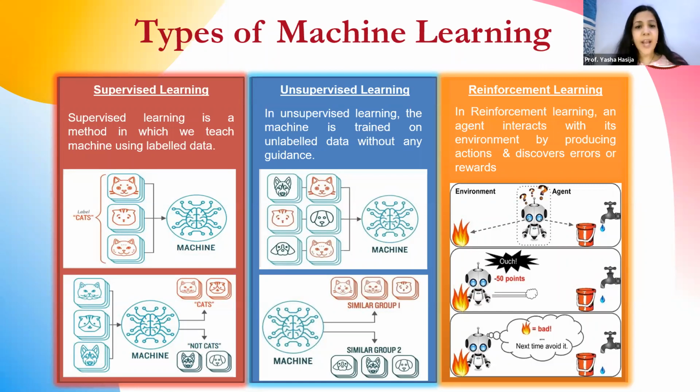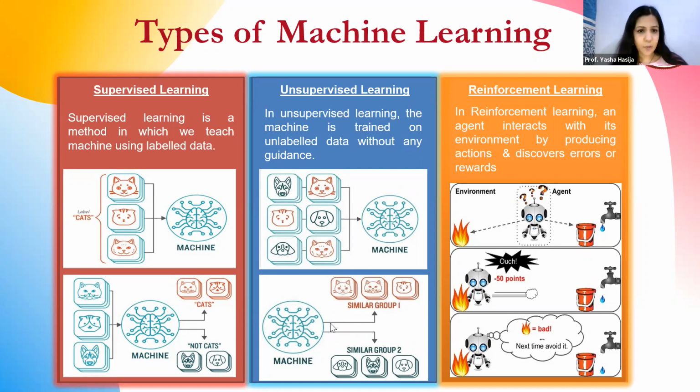And as this is given in the picture here, right? So it would only be able to cluster similar groups of cats versus non-cats, right? So this is referred to as clustering. And it does something else for you, which is association, which I would cover in my subsequent slides.